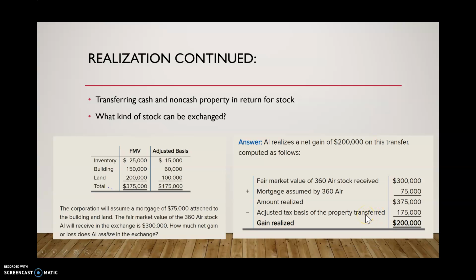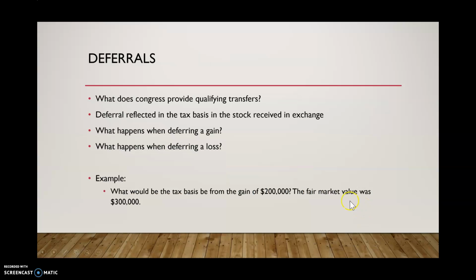That is not going to be what we're talking about when we talk about the tax basis from the gain or loss. So with deferring a gain, the stock basis will be lower than the fair market value of the stock by the amount of the gain. And subsequently, deferring the loss, a stock basis will be higher than the fair market value of the stock by the amount of the loss.